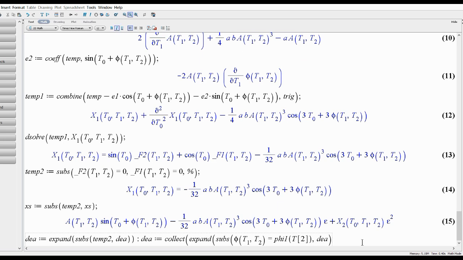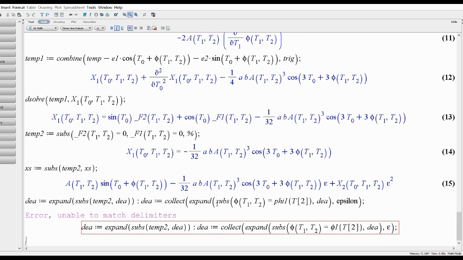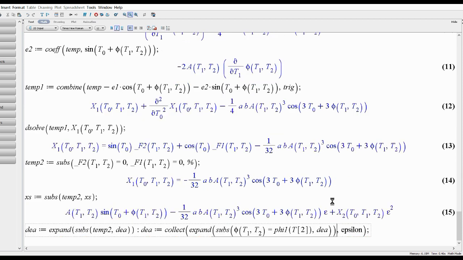Although I could have made a shortcut. I will show you what I mean. That didn't work. 1 2 3 4, that worked. See, the substitute has to close. I'm sorry, the expand after the substitute has to close. Okay, so there it is.